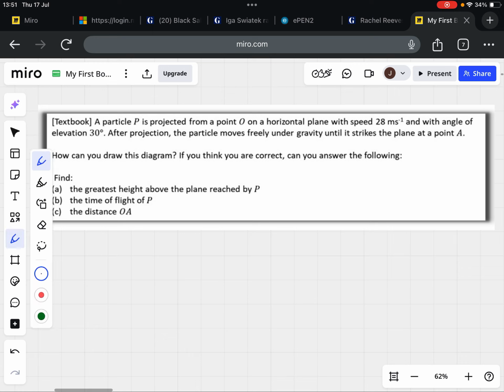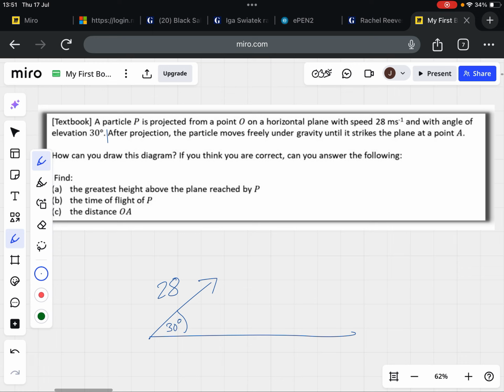So, here we go. A particle P is projected from point O on a horizontal plane with speed 28 meters per second at an angle of 30. Right, stop there. So what we want to do is draw something like this. We want to write 28. We want to write 30.